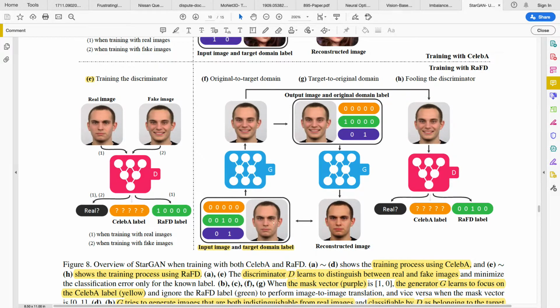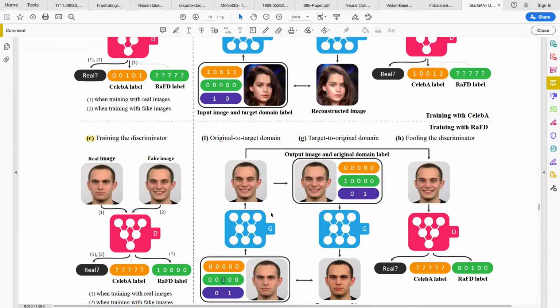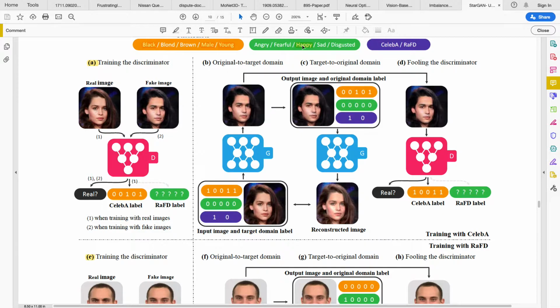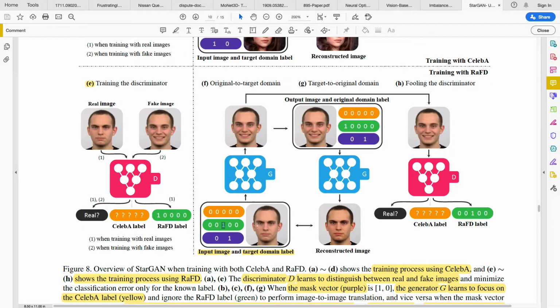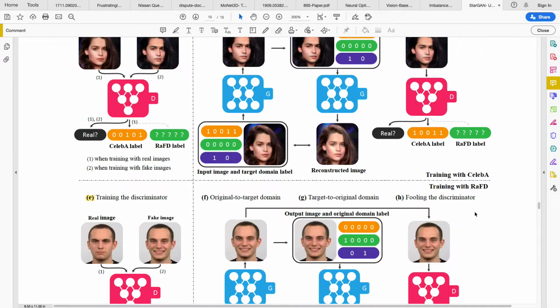The same thing happens in the other dataset. They put in the input image and the target domain they want, and they want the generator network to produce this image at the top, to turn this one into angry, as you can see here. When the training has stabilized, they send the generated image into the discriminator, and the discriminator gets fooled. It says this is real, and the discriminator is able to classify it as angry. That means it has been fooled.